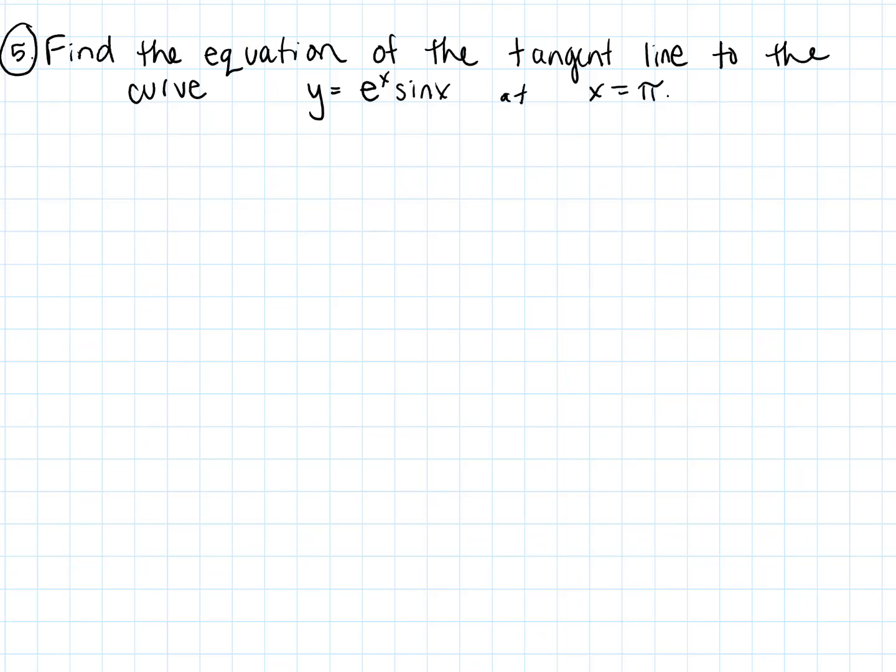So let's do an example with a function that has trig functions in it, where we have to use the derivative to find some information about the curve. For this one, we're looking for the equation of a tangent line to a curve at the point pi. Again, finding tangent lines, we have to start by finding the slope of the tangent line.